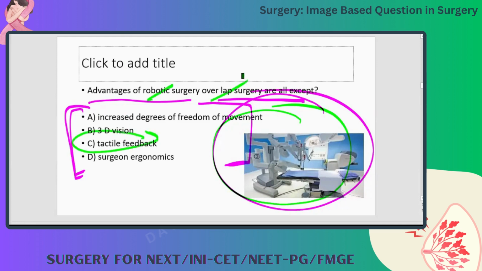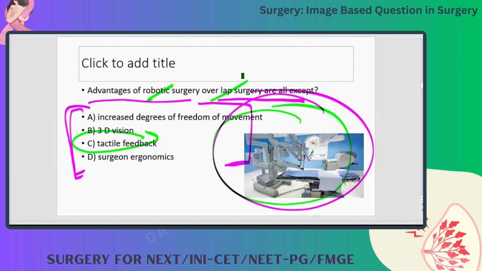What is tactile feedback? Tactile is sensation. If you do an open surgery, only then will we have the tactile sensation. Otherwise, there is no tactile sensation at all. Clear?